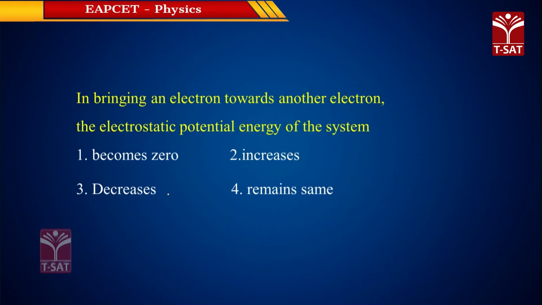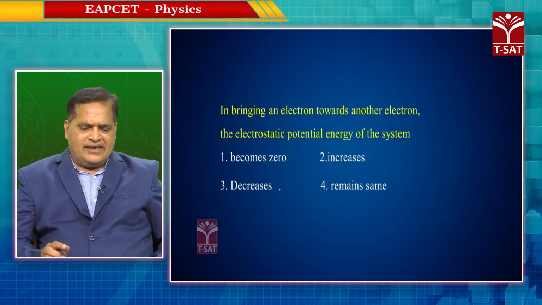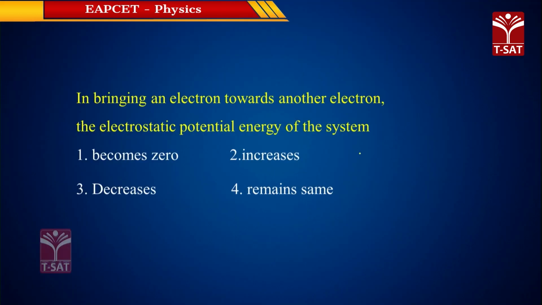Here, in bringing an electron towards another electron, the electrostatic potential energy of the system. See children, here the two electrons are there. Between the electron and electron, there is negative charge. Negative charge means repulsion. Due to repulsion, suppose one electron is taken towards the other, what happens? The work done increases. When the work done increases, potential energy increases.